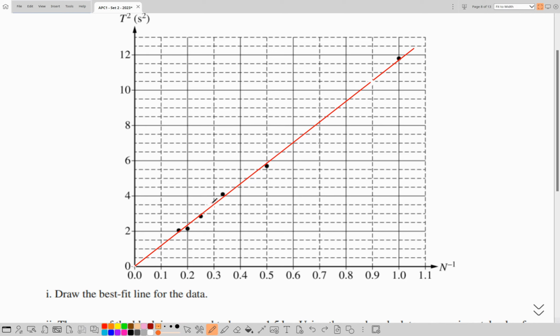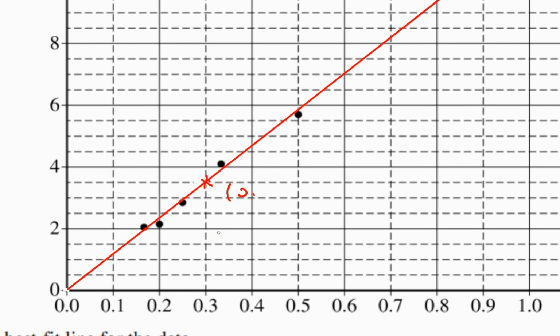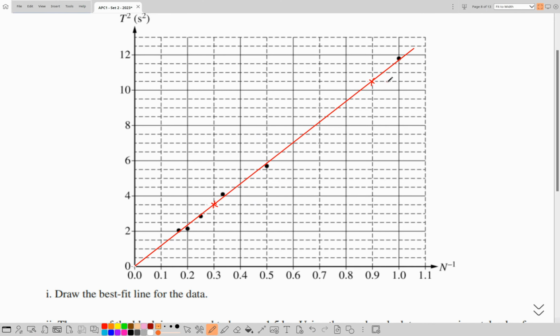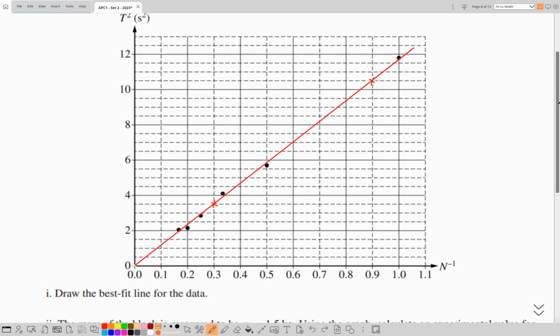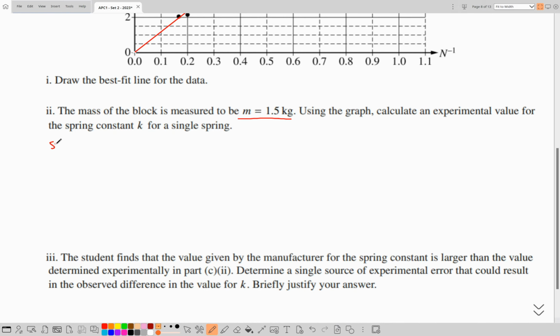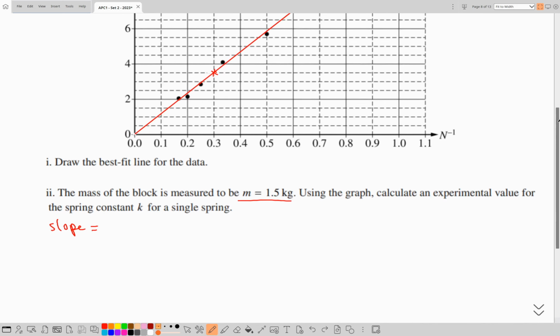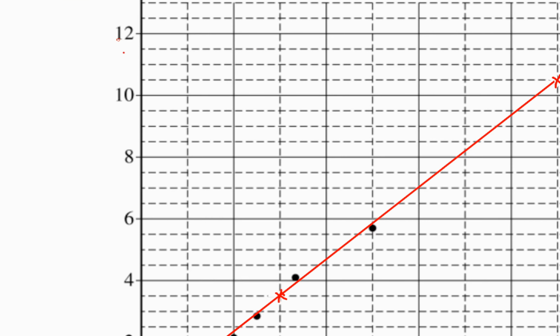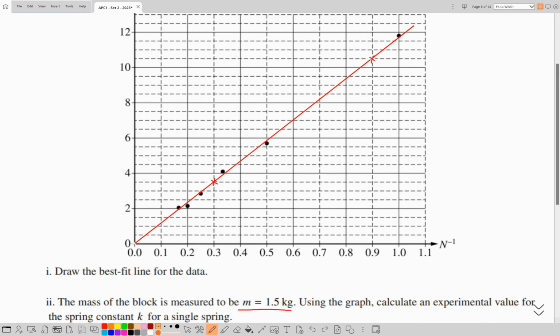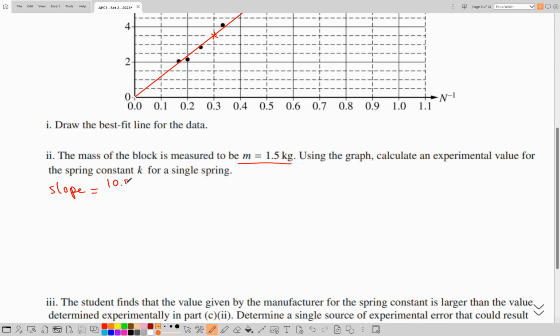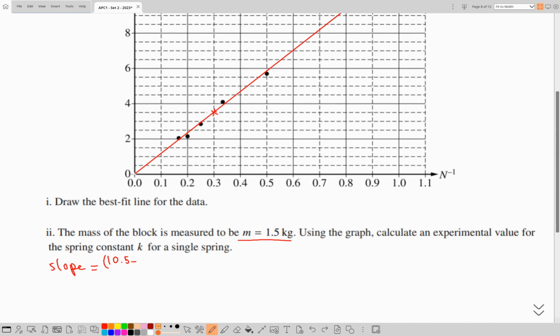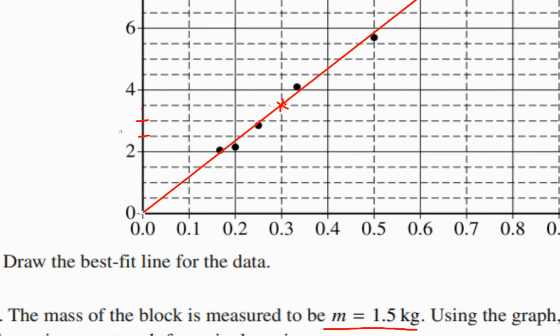So I'm gonna use this point, which is here, and I'm gonna use this point as well. The coordinates of this point are 0.3 and 4, and the coordinates of this point are 0.9 and 11. So the slope is given by, sorry, let me do that again. So this is 0.9, if this is 10, this should be 10.5, 11, 11.5. So that would be 10.5 minus, so this is 2, 2.5, 3, 3.5.